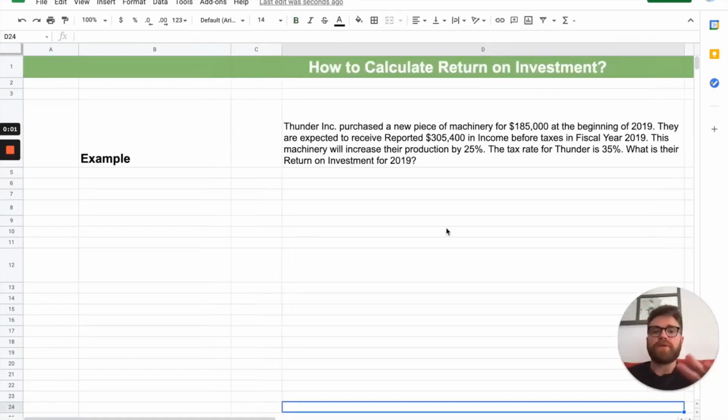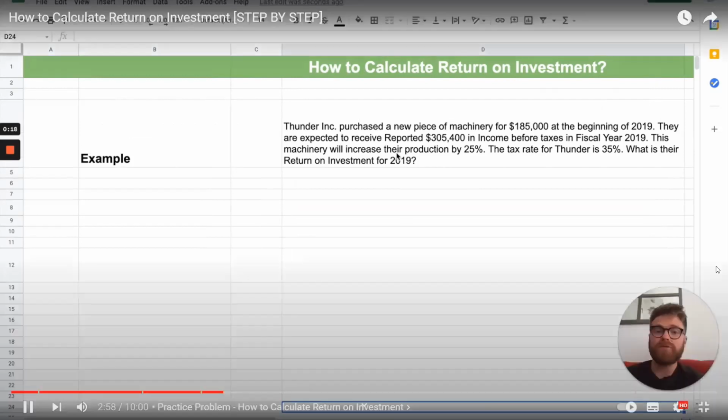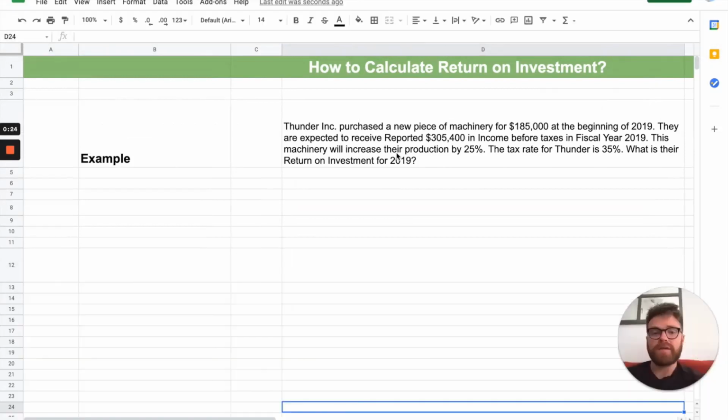Okay, so now a practice problem. We're going to talk about how to calculate return on investment here, go through a big problem so you understand it. Now, Thunder Inc. purchased a new piece of machinery for $185K at the beginning of 2019, so very beginning of the year. They're expected to receive a reported $305,400 in income, so they're getting money back after making that investment, before taxes though, for that whole fiscal year of 2019.